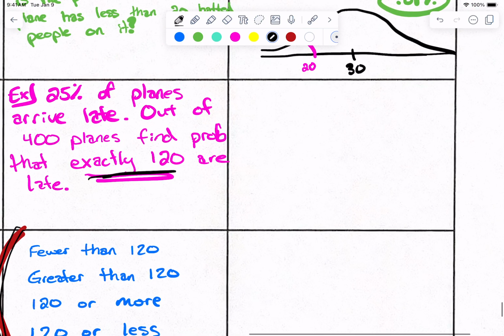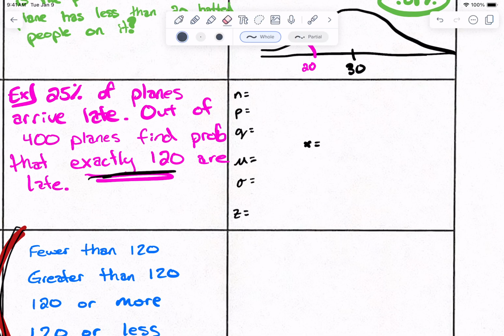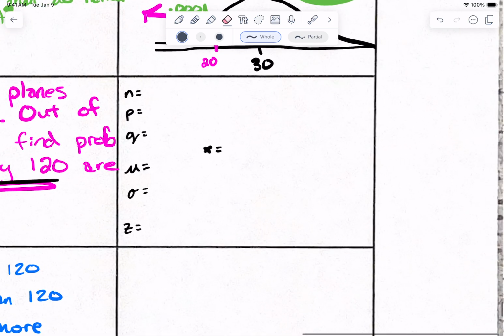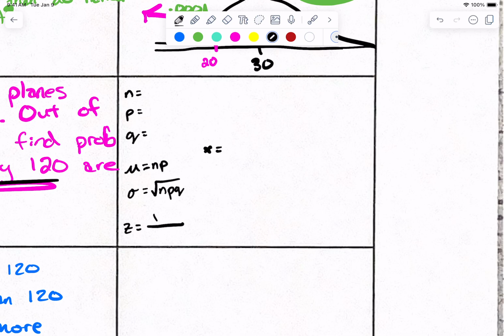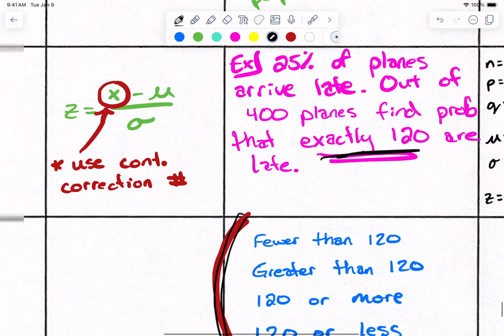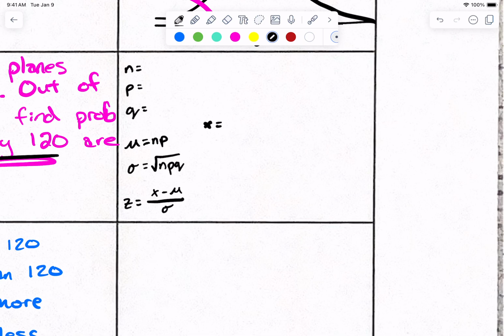Okay, here are things that you need. We need to know N, P, Q, mu, standard deviation, Z, and the X value that I'm going to use. I'm going to put him over here, X equals. Formula for mu is N times P. Standard deviation is the square root of NPQ. Z is X minus mu over standard deviation. I'm just recopying those from over here. Okay, I start with a bell curve first.